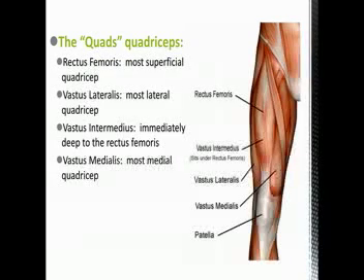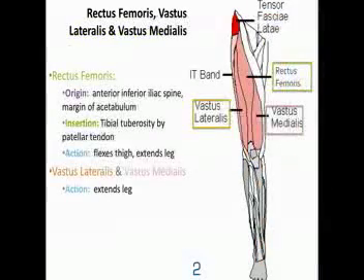Then we have the vastus intermedius. The vastus intermedius lies directly under, or deep to, the rectus femoris. So if we were to reflect the rectus femoris, meaning we were to cut it out of there, we could then stare at the vastus intermedius. The next and final quadricep muscle that we'll discuss is the vastus medialis. It's the most medial of the quadricep muscles.